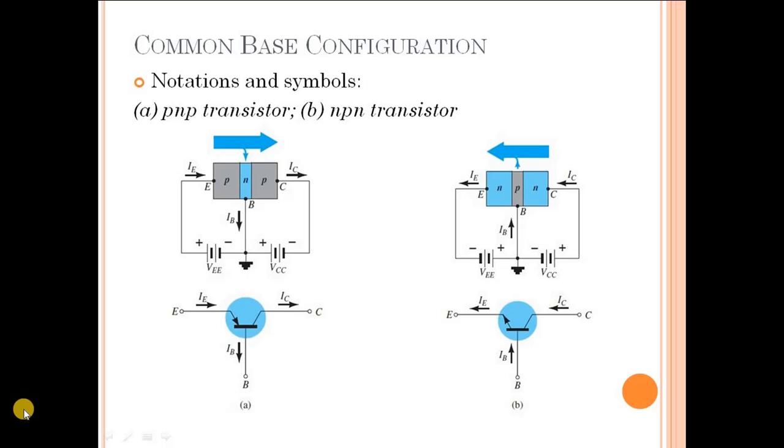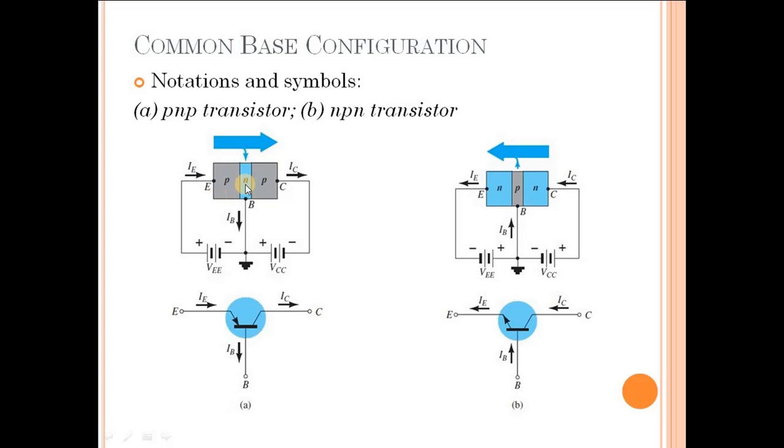So for each terminal we name a configuration. For each terminal of the BJT we have a common-that-terminal configuration. So first of all, let us discuss the common base configuration. What you see on the screen is a common base configuration of a PNP BJT.